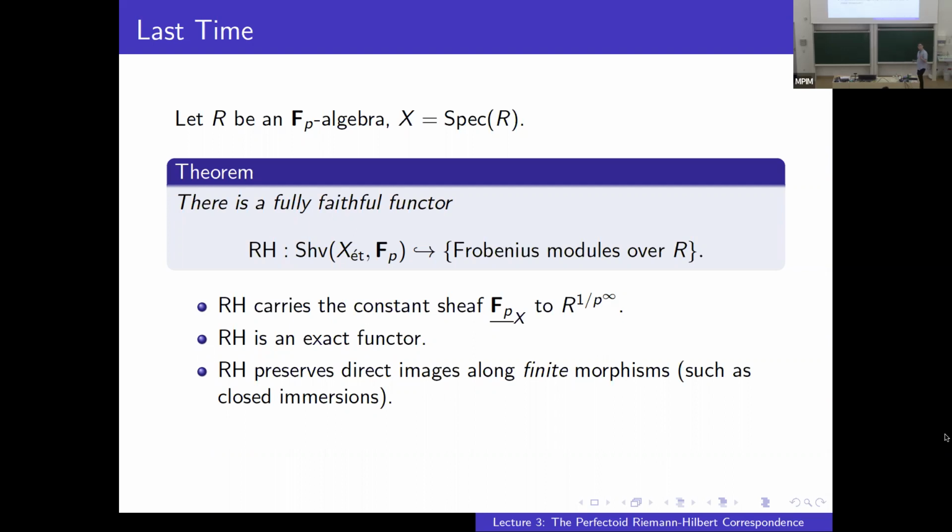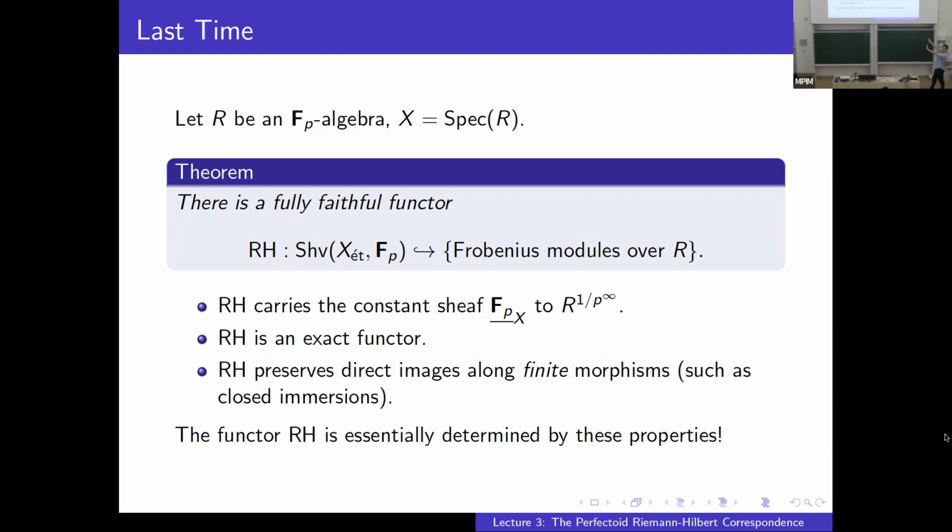Now, something that I alluded to last time, but I didn't really explain, is that essentially this construction is determined by these properties. Maybe not in a strict mathematical sense, but morally, knowing that you want to have a construction with these properties, you can kind of figure out what it is you have to do. So let me spell that out a little more explicitly.